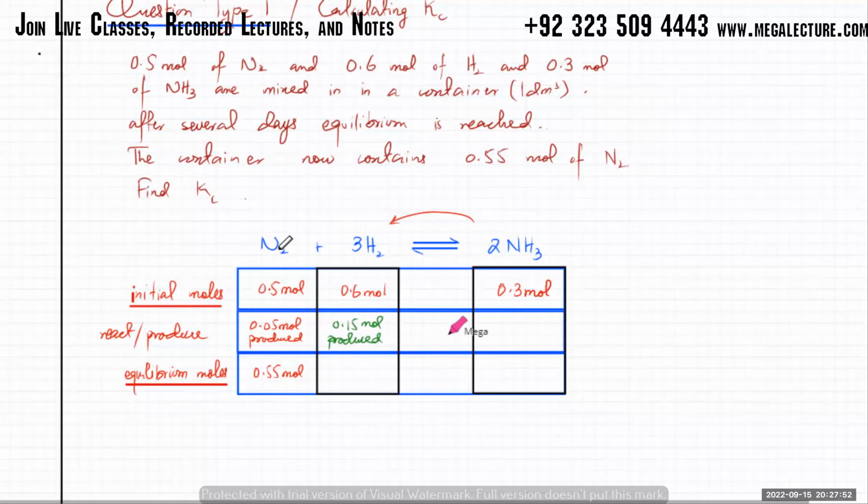Because N2 is not going to be produced in isolation. If you produce N2, 3 times as many H2 will also get produced. So is this idea clear?